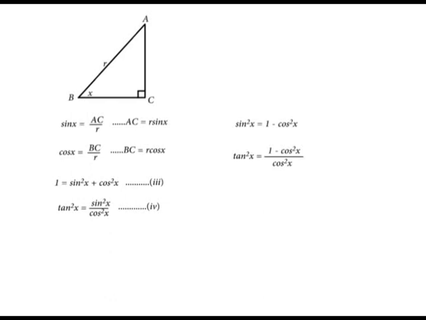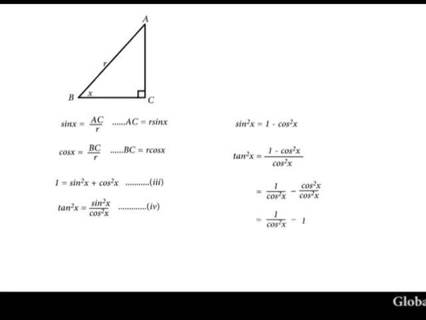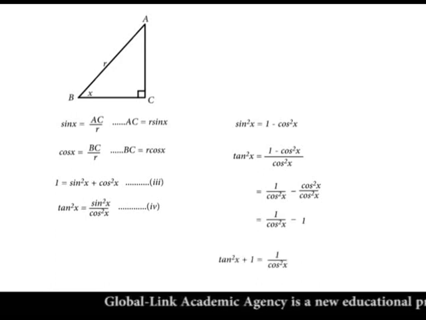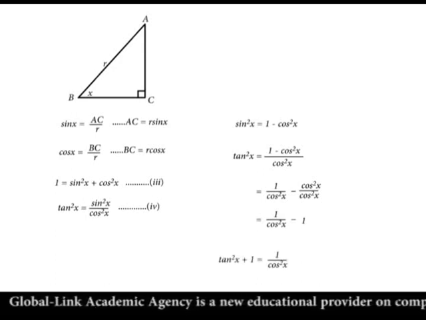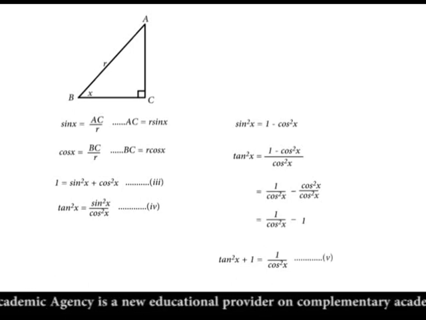If we split that into distinct fractions, we shall have 1 over cos squared X minus cos squared X over cos squared X. That fraction will cancel out the cos squared X and we shall remain with 1. So we shall have tan squared X is equal to 1 over cos squared X minus 1. If we bring 1 to the left hand side, we shall have tan squared X plus 1 is equal to 1 over cos squared X.